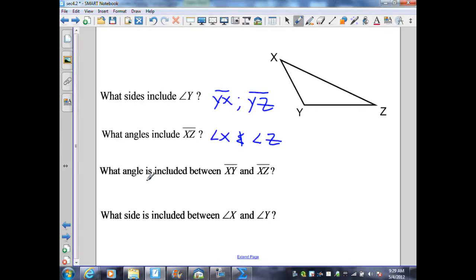Number 3, what angle is included between segment XY and XZ? I don't need to look at the diagram, but I will. But first, the easiest way is to look at the segments. X is in both segments. Therefore, XZ and XY, the included angle is angle X. And last, what side is included between angle X and angle Y? Angle X and Y are the endpoints of this segment that is included, which would be segment XY.